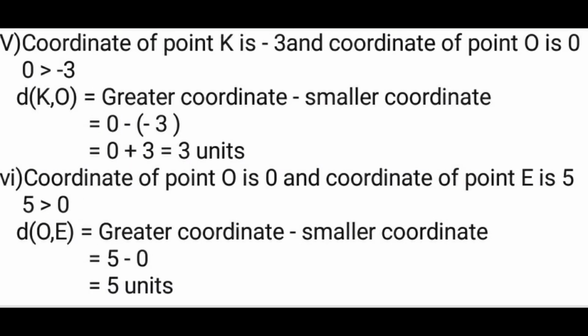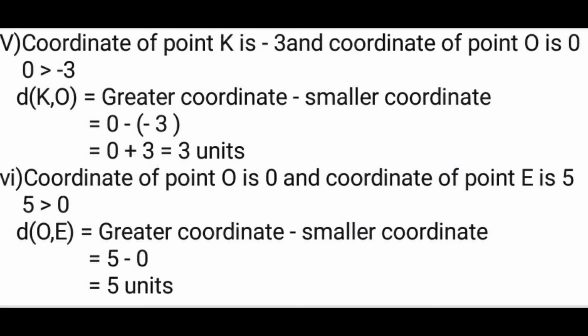Sub question number 5. Find distance KO. What is coordinate of K? Coordinate of K is minus 3 and that of O is 0. 0 is greater than minus 3. Therefore distance KO is equal to greater coordinate minus smaller coordinate, 0 minus minus 3, that is equal to 0 plus 3. Therefore distance KO is equal to 3 units.